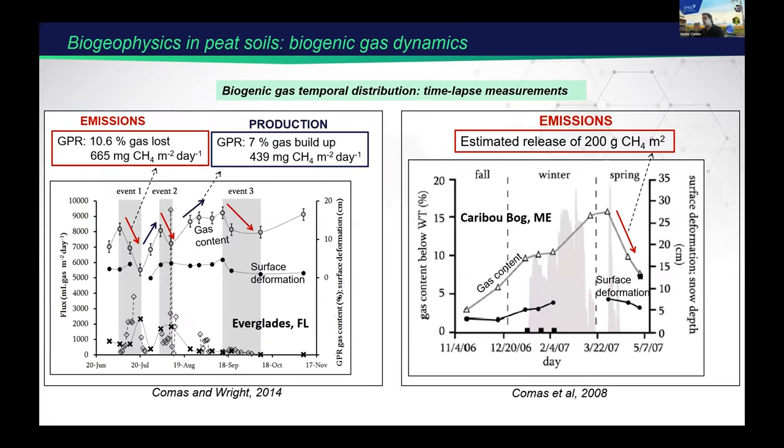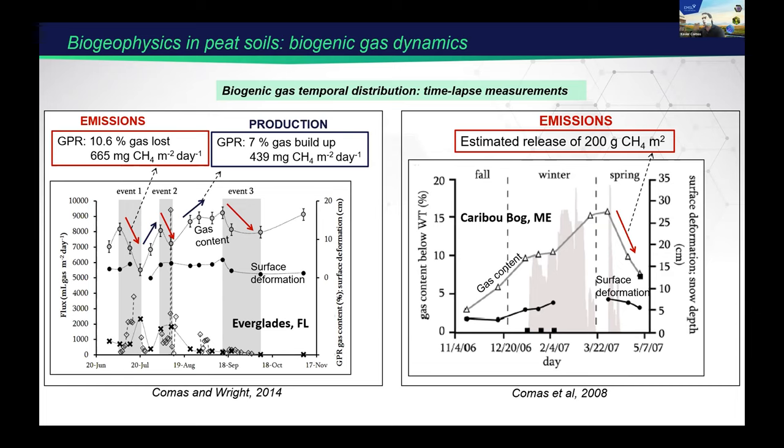gases. We can also expand these time-lapse measurements and look at how we can infer things. These graphs are kind of busy, so you can ignore everything but the circles, which represent gas content over time. You can see how gas content within the soil shows periods of decrease, which we can relate to periods of gas emissions to the atmosphere or vertical migration, and then periods of gas increasing in the soil, which will be related to actual production.